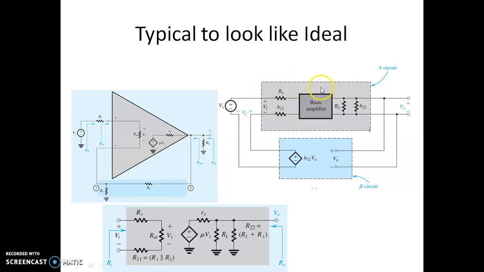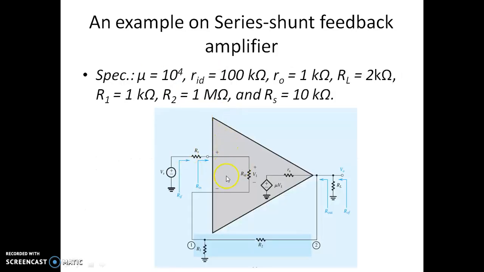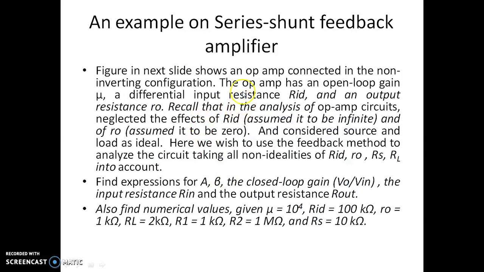We will see an example for the same series shunt amplifier, and let us consider the non-idealities and try to estimate what is the effect of that. So we'll see the circuit there. Okay, this is the circuit we are looking into. So what it says is the op-amp has an open loop gain of mu, a differential input impedance of RID, and an output resistance of R0.